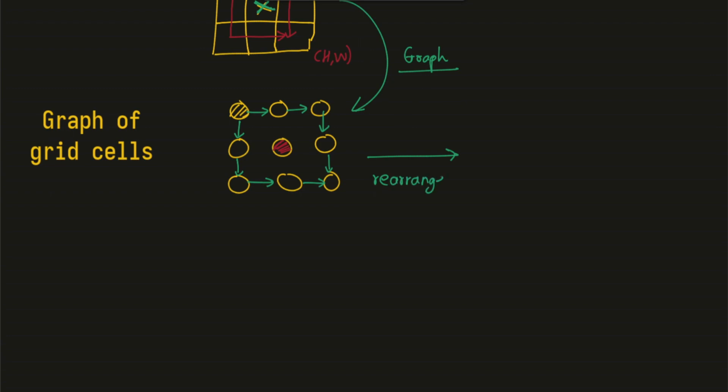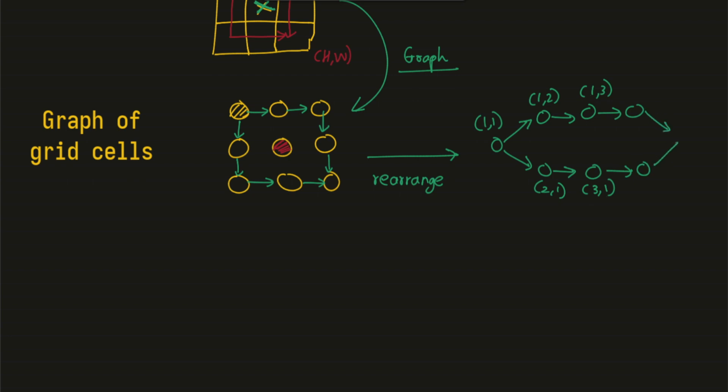Now if we rearrange this just for clarification, then this is the starting cell (1, 1), and it has two possible ways to go from that node to others. This is (1, 2) and this is (2, 1). This would be (3, 1), this would be (1, 3), the other one, and this will end up at the final node, which is (H, W).